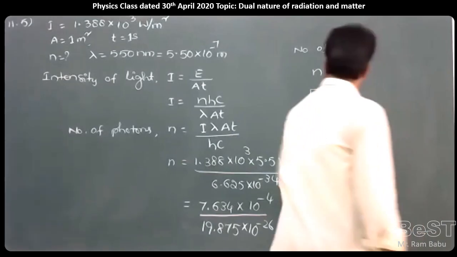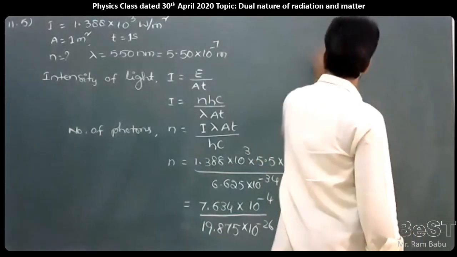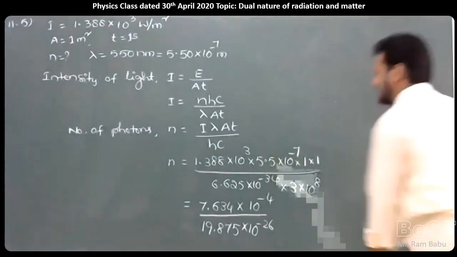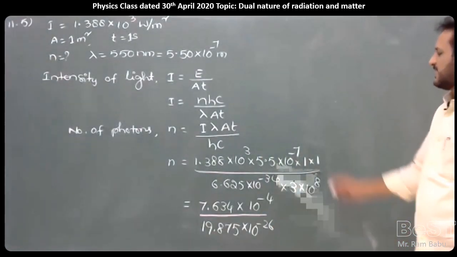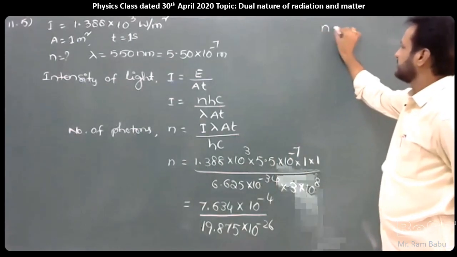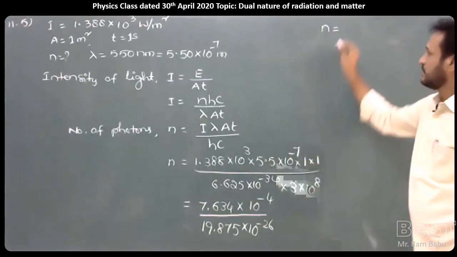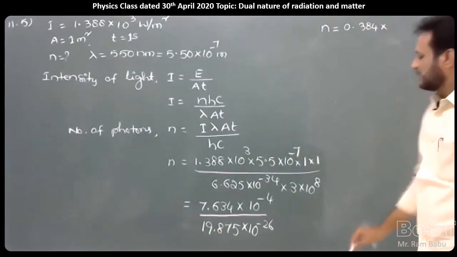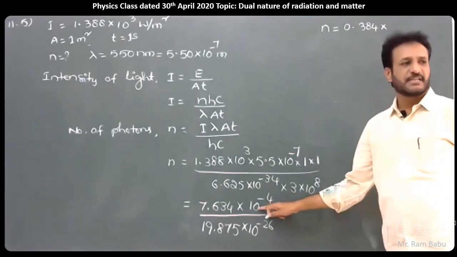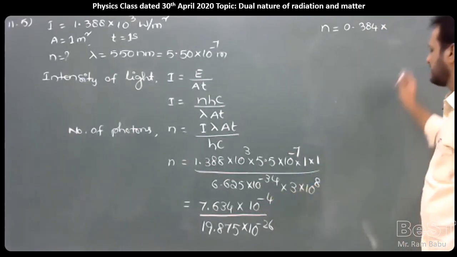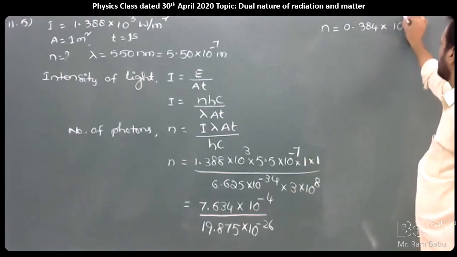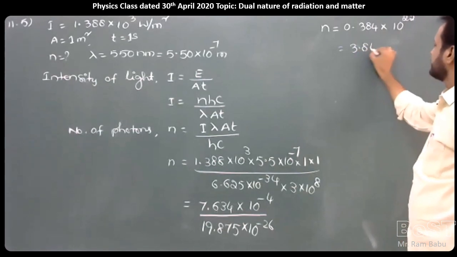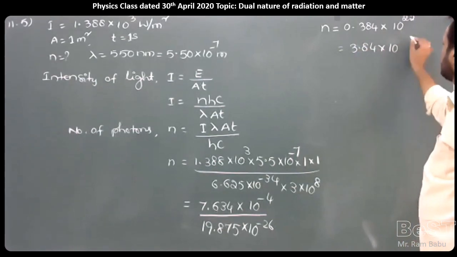Into 10 power minus 34 plus 8 is equal to minus 26. Now divide the value: 7.634 divided by 19.875 is 0.384 into 10 to the power of minus 26. Taking it to the numerator, plus 26, 26 minus 4 is equal to 22, 10 to the power of 22, or we can write 3.84 into 10 to the power of 21.